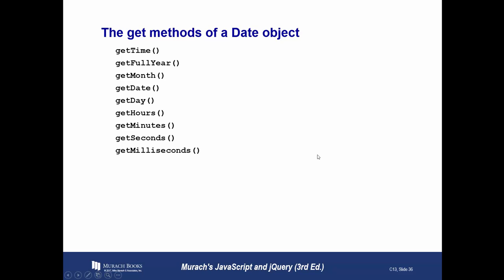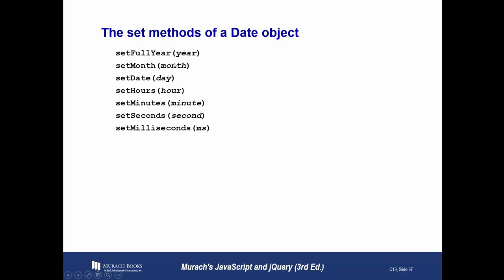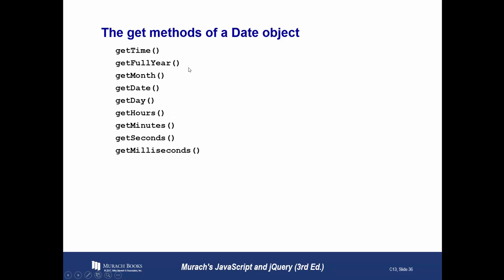There are several get methods and set methods of the date object. And these methods, except for getTime, use the time zone specified on the user's computer to work with local time. These are what are called complementary methods. So getFullYear allows you to return the current full year. SetFullYear allows you to set the current full year. Most of them by their names should be pretty self-explanatory.